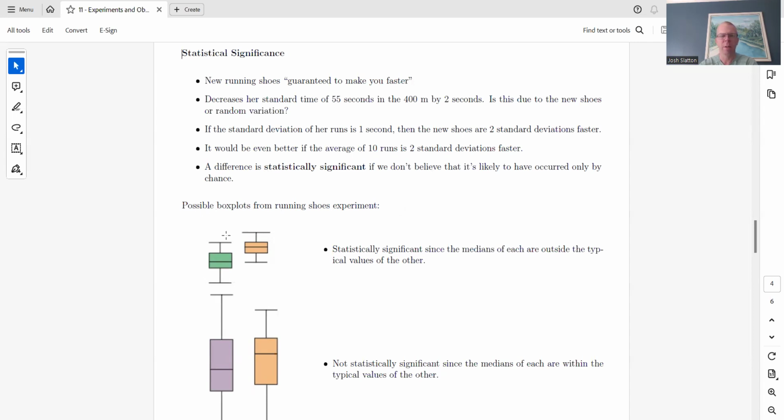So, possible box plots. Looking at these two box plots, we can see that the box in this one is basically entirely above the box on the other one. Maybe Q1 here is about equal to Q3, but essentially the entire box here is above this box. And the median in particular is completely above this box. So it's statistically significant, since the medians of each are outside the typical values of the other. I guess with the running, we'd probably want the lower box to be better. But either way, the median is not in the box of the other one.